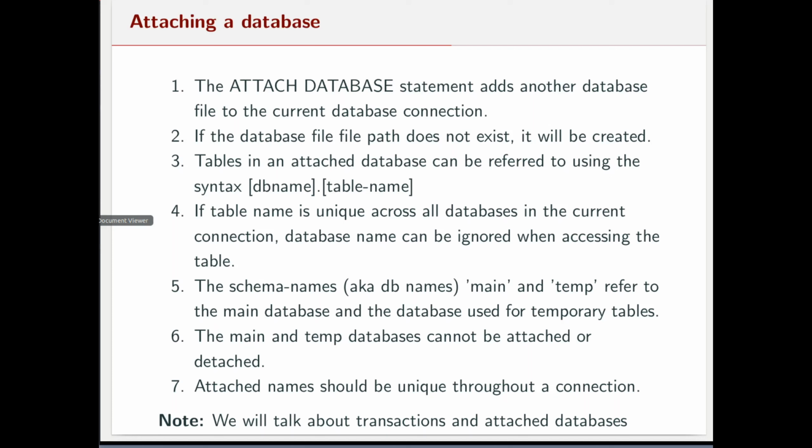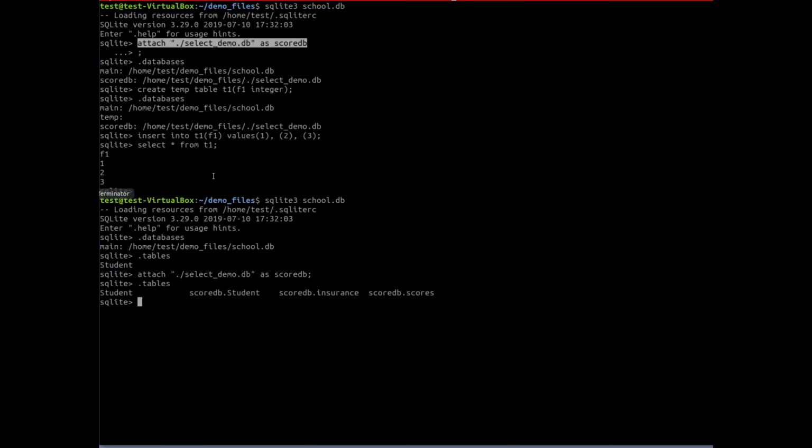And then the next one, the schema names main and temp refer to the main database and temporary database. They cannot be attached or detached, as one might expect. And finally, the attached names should be unique throughout a connection. What this means is you cannot afford to attach another database with the same name, score DB. This again would match any regular expectations. This brings us to the end of attaching and detaching databases.